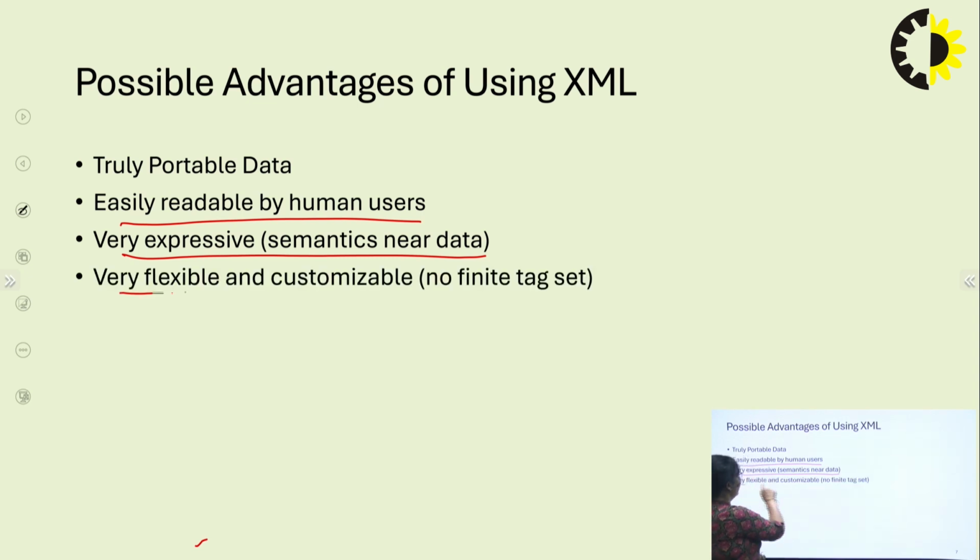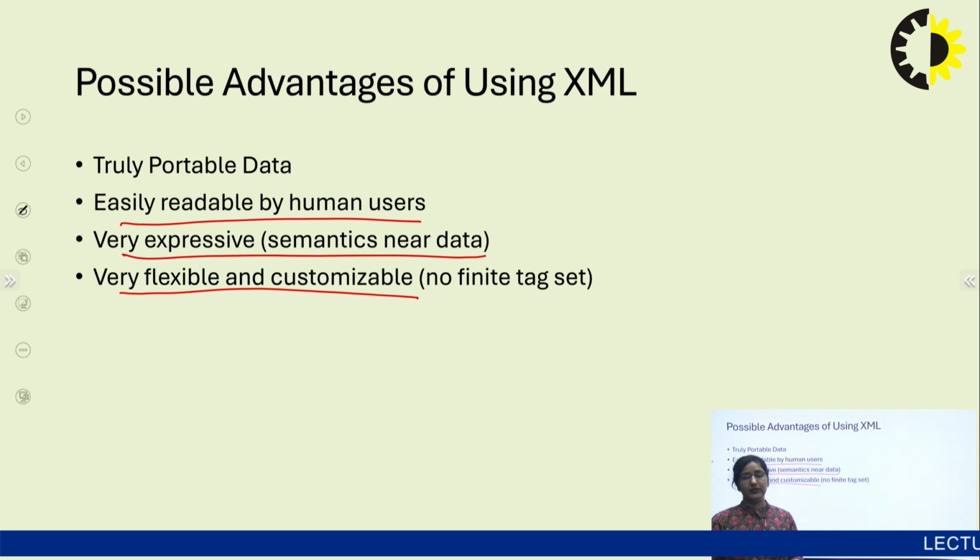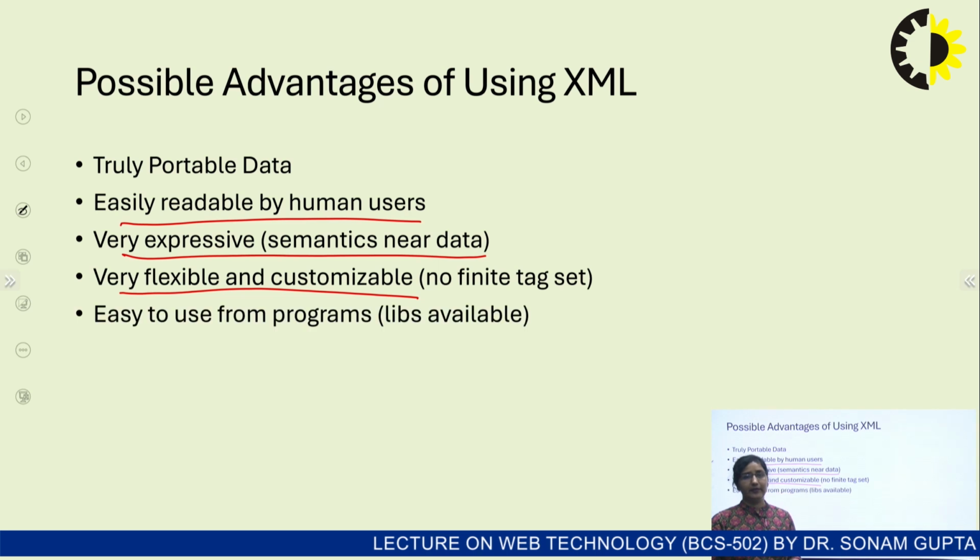Next one, very flexible and customized. There is no finite tag set for it. There we can define an infinite number of tags. There is no fixed numbering count over there, that only 10 tags I can define or 5 tags I can define. I can define an infinite number of tags. How many tags are required, what is the property? Based on this, the tags can be defined.